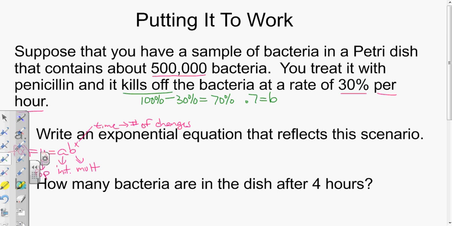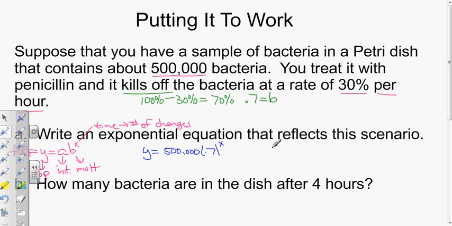So from there, we will write our exponential function. I'm going to write it two ways. I'll write it once with y and x and once with a better notation. If I use y and x, it's simply y equals 500,000, the initial value, times 0.7, the multiplier, to the x, which I said would be the time.